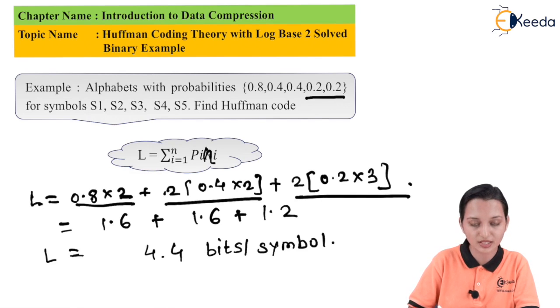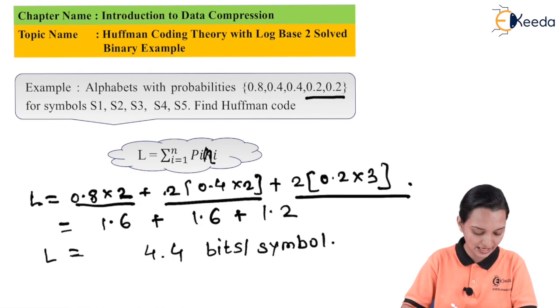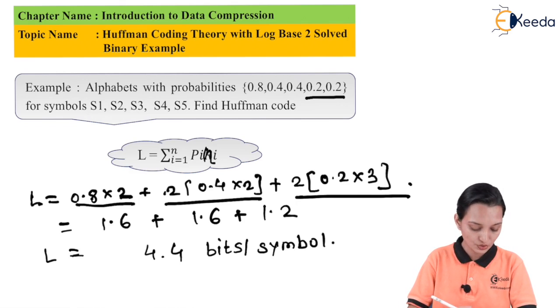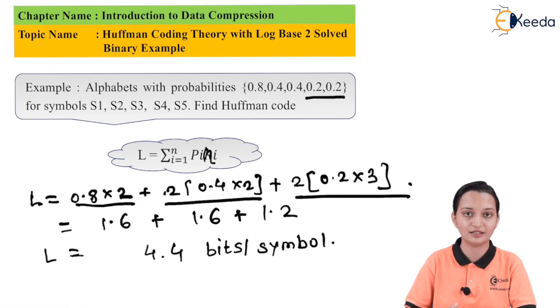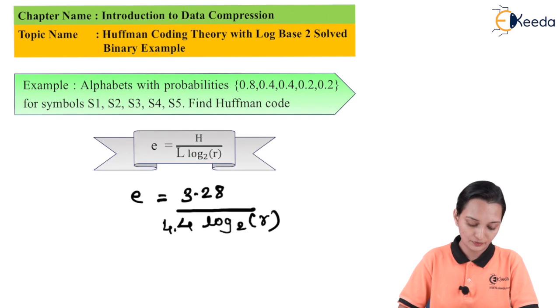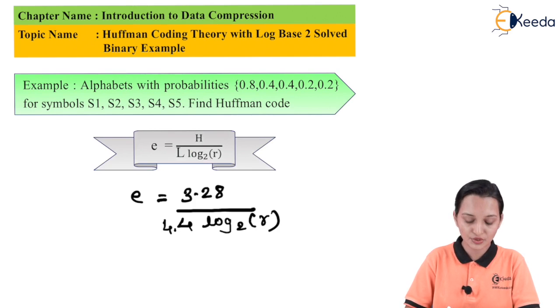So like that you can calculate the answer. 1.6 plus 1.6 plus 1.2, that is nothing but 4.4 bits per symbol. Again, the unit for the entropy and for the length is the same, so the unit is bits per symbol. So after calculation of H and L, we are able to calculate the efficiency. So how to calculate the efficiency? E is equal to H divided by L log to the base 2 R.